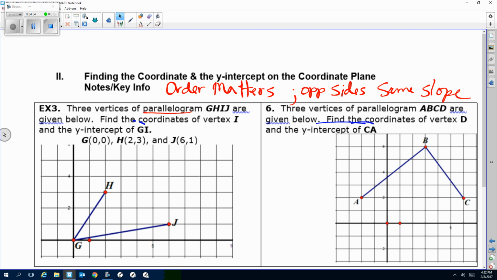And then we're going to get into using the graph to find the missing coordinate. So fast forward, we're going to go to the next set of problems here.